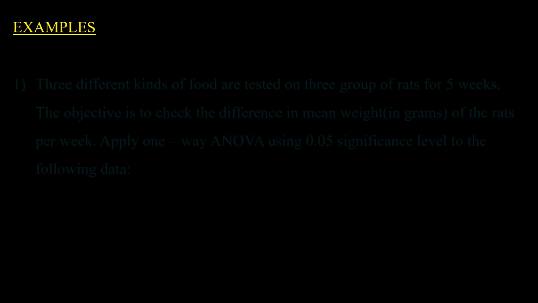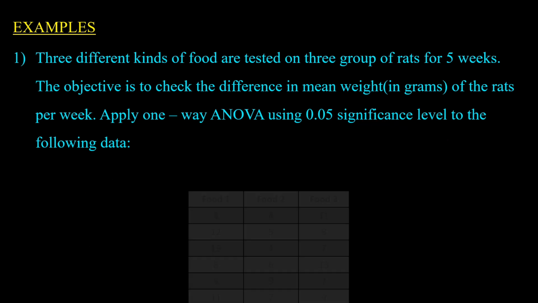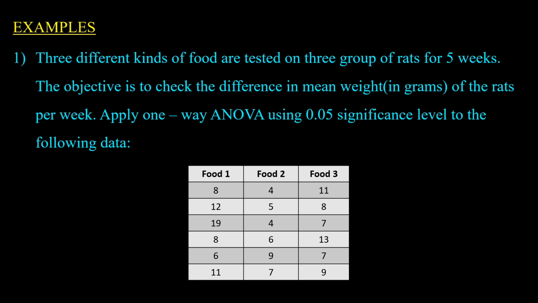Example 1. Different kinds of food are tested on 3 groups of rats for 5 weeks. The objective is to check the difference in mean weight, in grams, of the rats per week. Apply one-way ANOVA using 0.05 significance level to the following data. Data is given. There are 3 types of foods: food 1, food 2, food 3, and they have tested 3 groups of rats for 5 weeks.